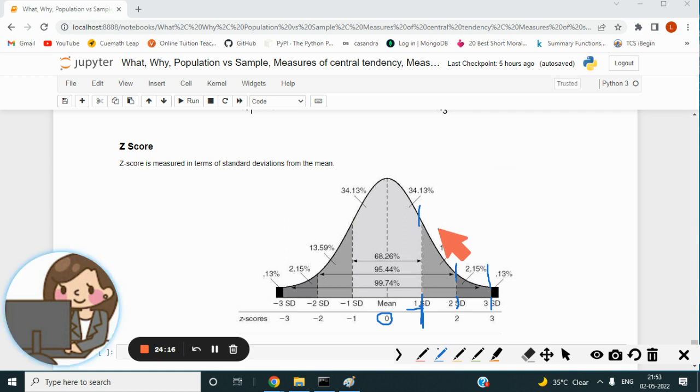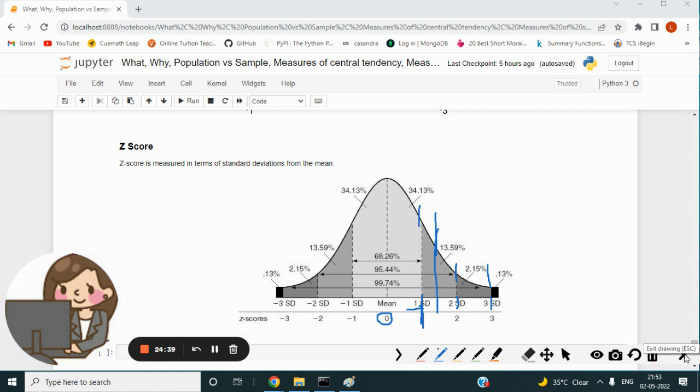Suppose I have a value over here. I can say it is somewhere around 1.25 or 1.3 SD from the mean. So this is another way by which you can find out the spread or dispersion that we have. And again, more on z-score will also be covered later in the upcoming tutorials.